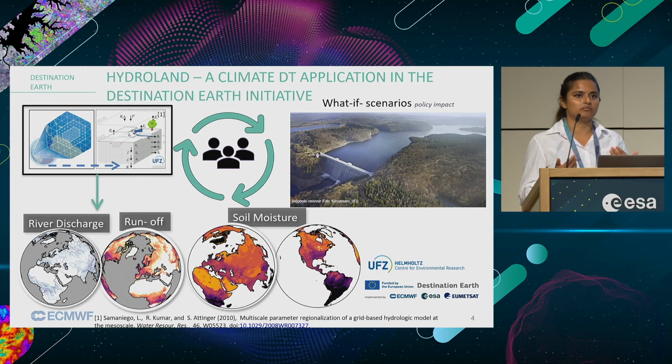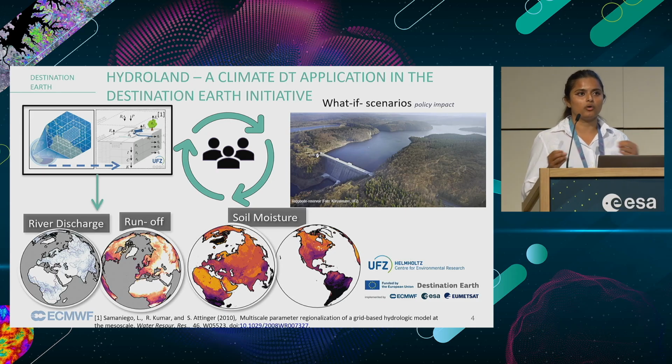In summary, the HydroLAN application directly streams information from the climate models, and it can provide key hydrological variables like river discharge, runoff, and soil moisture. This is co-designed along with users, and we are able to provide indicators. Furthermore, we can also include what-if scenarios within the hydrological model to understand the impact of policies on these variables.